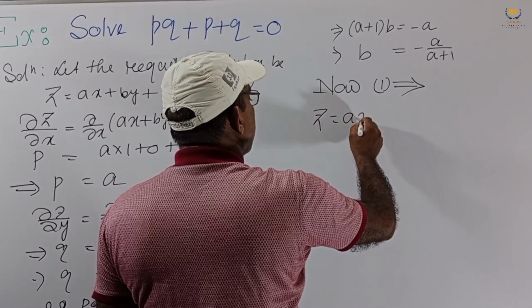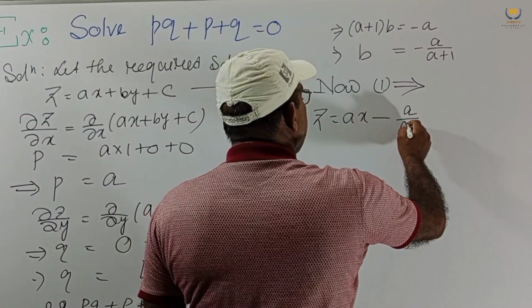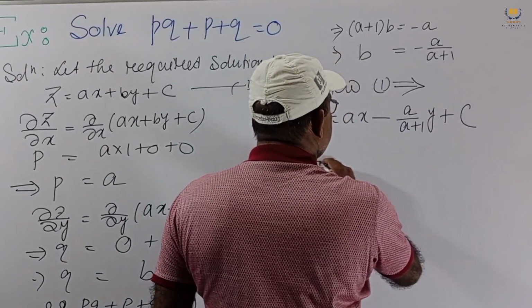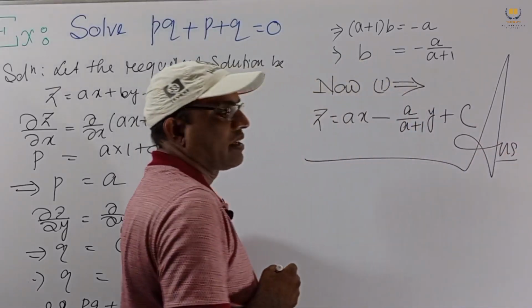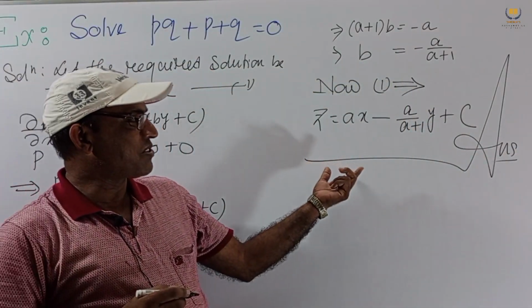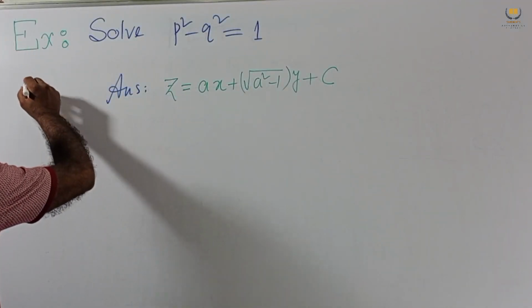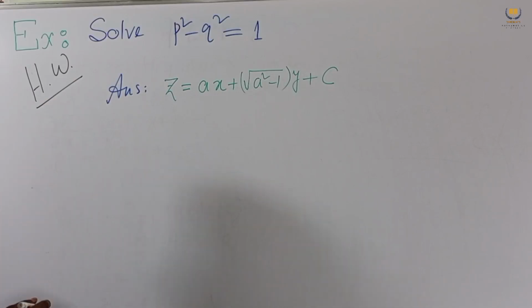now 1 implies z equal to ax plus by, where b means minus a by a plus 1, y plus c. And this is the required solution of the given problem. Very easy solution, very interesting also. Consider another problem. This is very easy. This is homework. You have to try yourself.